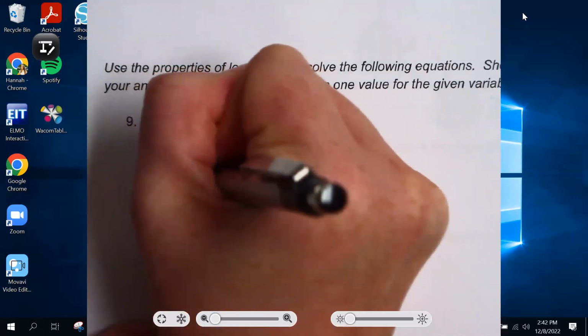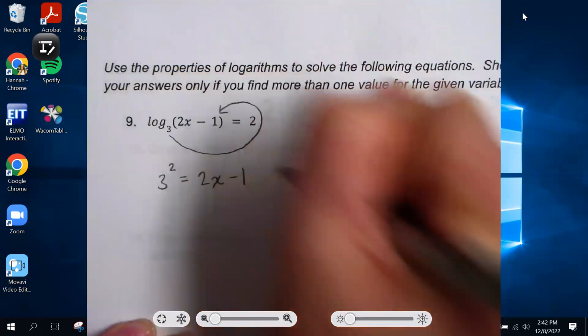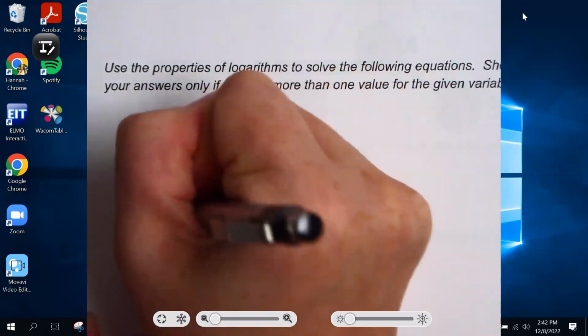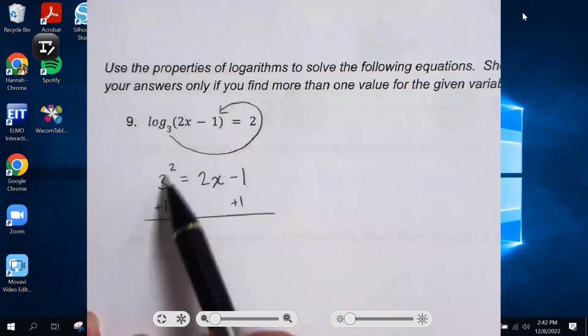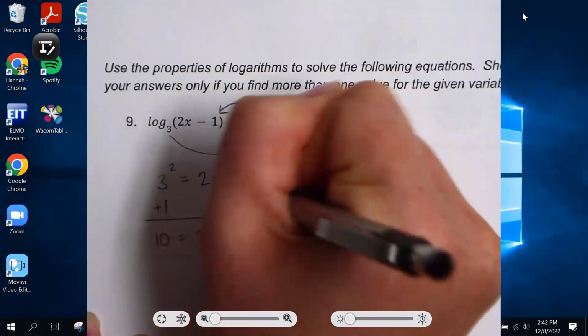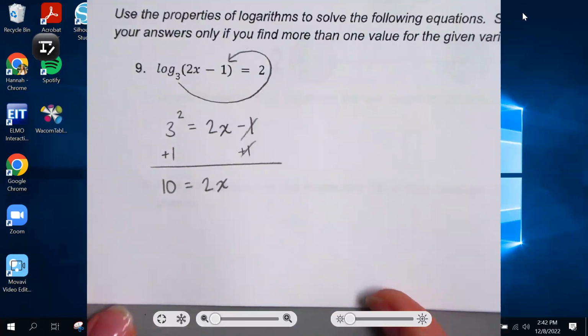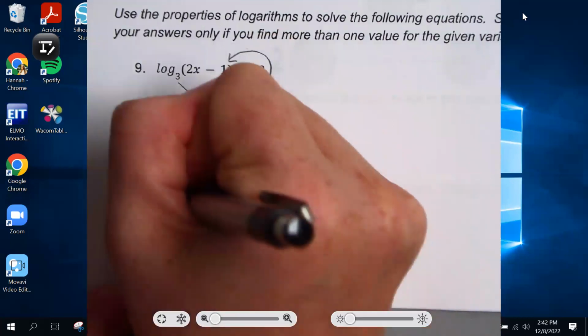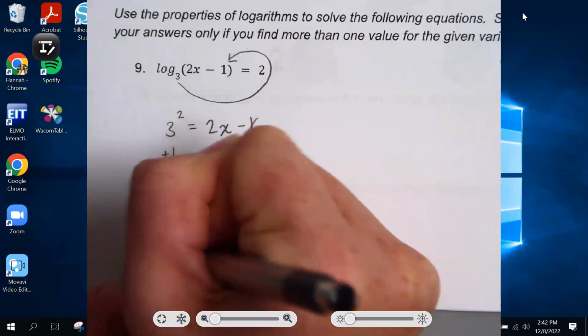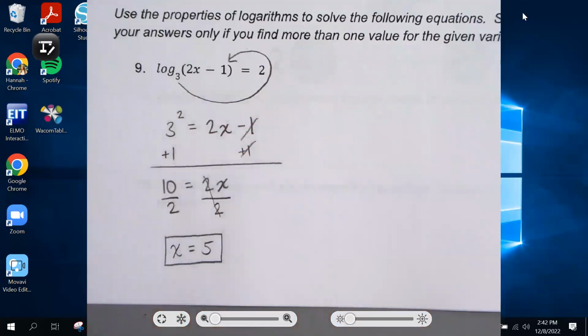So that's 3 squared equals 2x minus 1. Now we can solve for x. So add 1 to both sides. 3 squared is 9 plus 1 is 10 equals 2x. Divide both sides by 2 to get x by itself. So we get x equals 5. We only got one answer, so we do not have to check on this one.